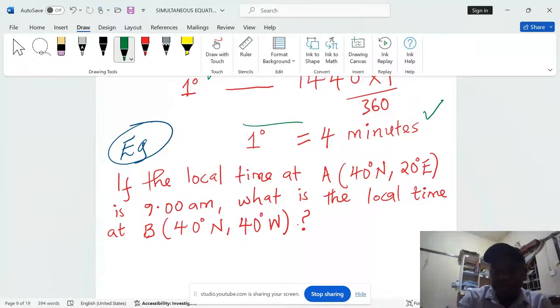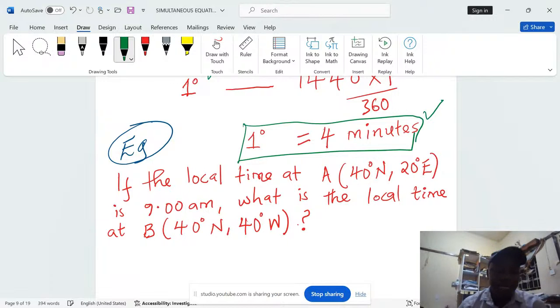There is that relationship which is supposed to be understood and applied. For every longitude difference of 1 degree, there is a time difference of 4 minutes. So if the place is to the east, it is ahead by 4 minutes. If it is to the west, it is behind by 4 minutes in time.